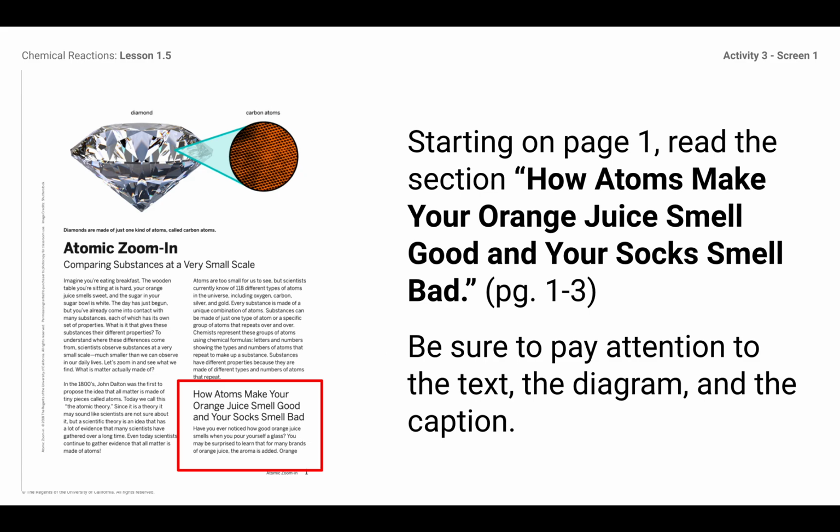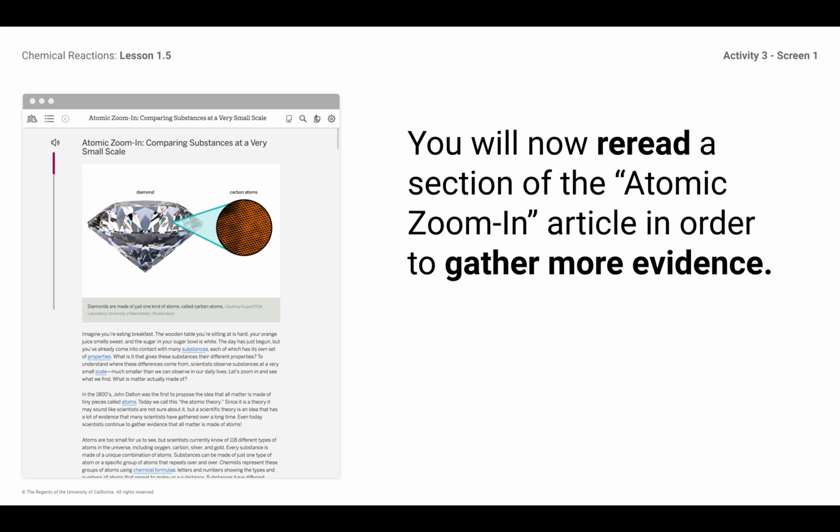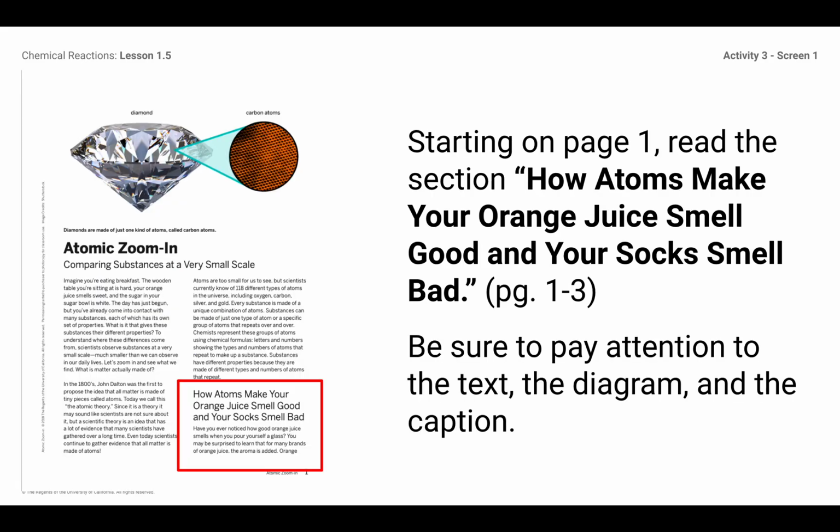And we're trying to find out, remember, we're trying to gather more evidence about why different substances have different properties. Go ahead and take a second look at that and make more annotations if you need to. Pause this video.